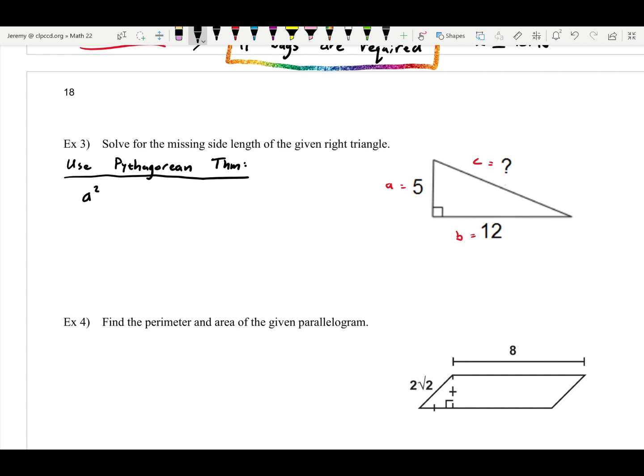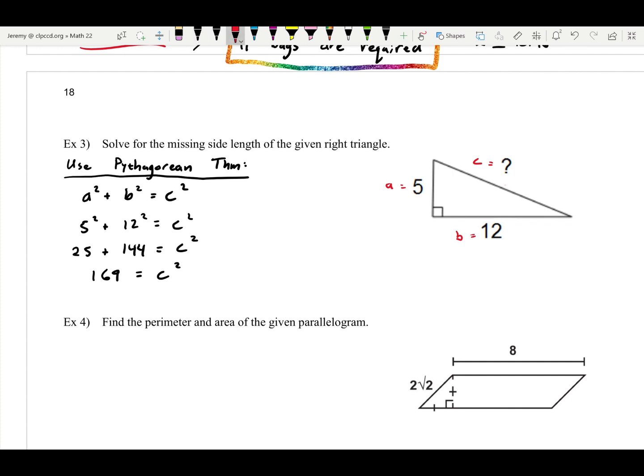All right, so a squared plus b squared equals c squared. I want to substitute in the values that I have, solve for the one that I don't. So I'll have 5 squared plus 12 squared is equal to c squared. Simplifying, 25 plus 144 equals c squared. And adding these together, I get 169 is equal to c squared.